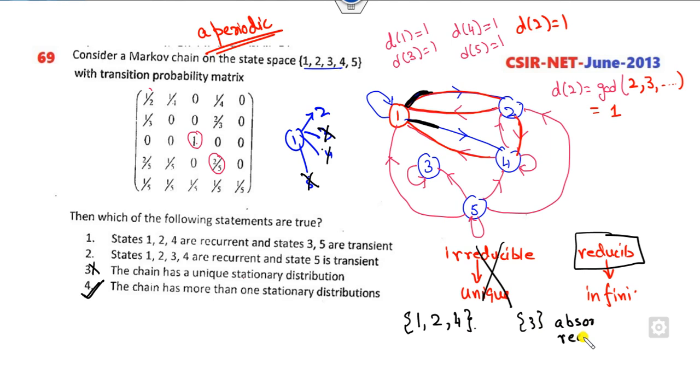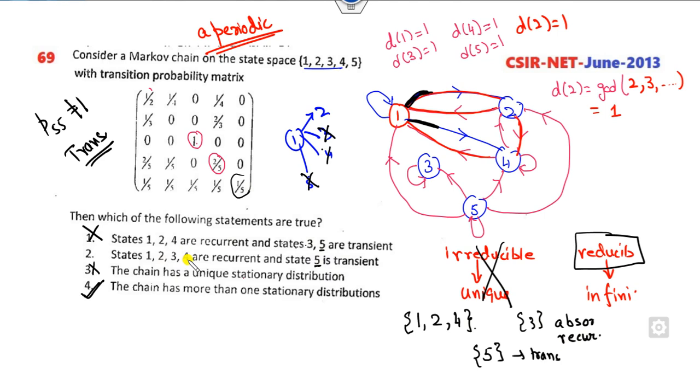Fine. 1, 2, 3, 5. So 5 to 1 is possible, but you are unable to come back to 5. So 5 is my transient. Moreover, you can see that only one column is 5, 5. This is non 1. So this is my transient. So 5th is my transient. 3rd is my recurrent. So the first option is cancelled out.